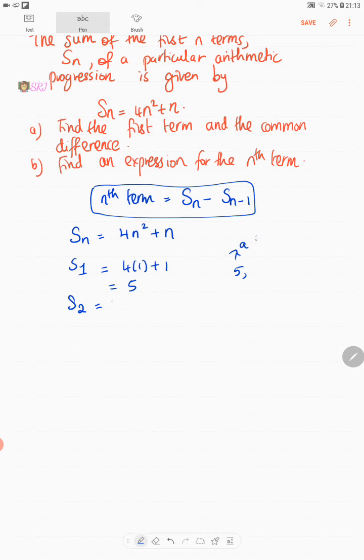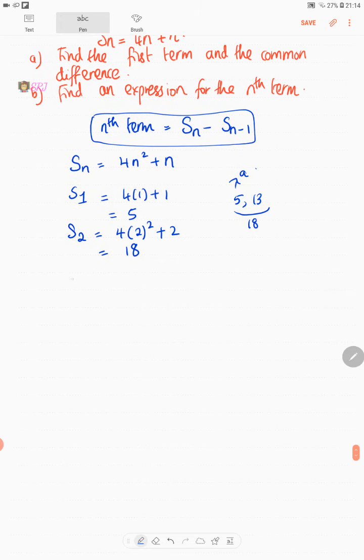And then S2, to obtain the sum of the first two terms, we have to take 4 times 2 squared plus 2. We obtain 4 times 4, 16, plus 2, 18. So we know that the sum of the first two terms is 18. So the first term is A. When we add the first term and the second term, we must obtain 18. Therefore, the second term must be 13.